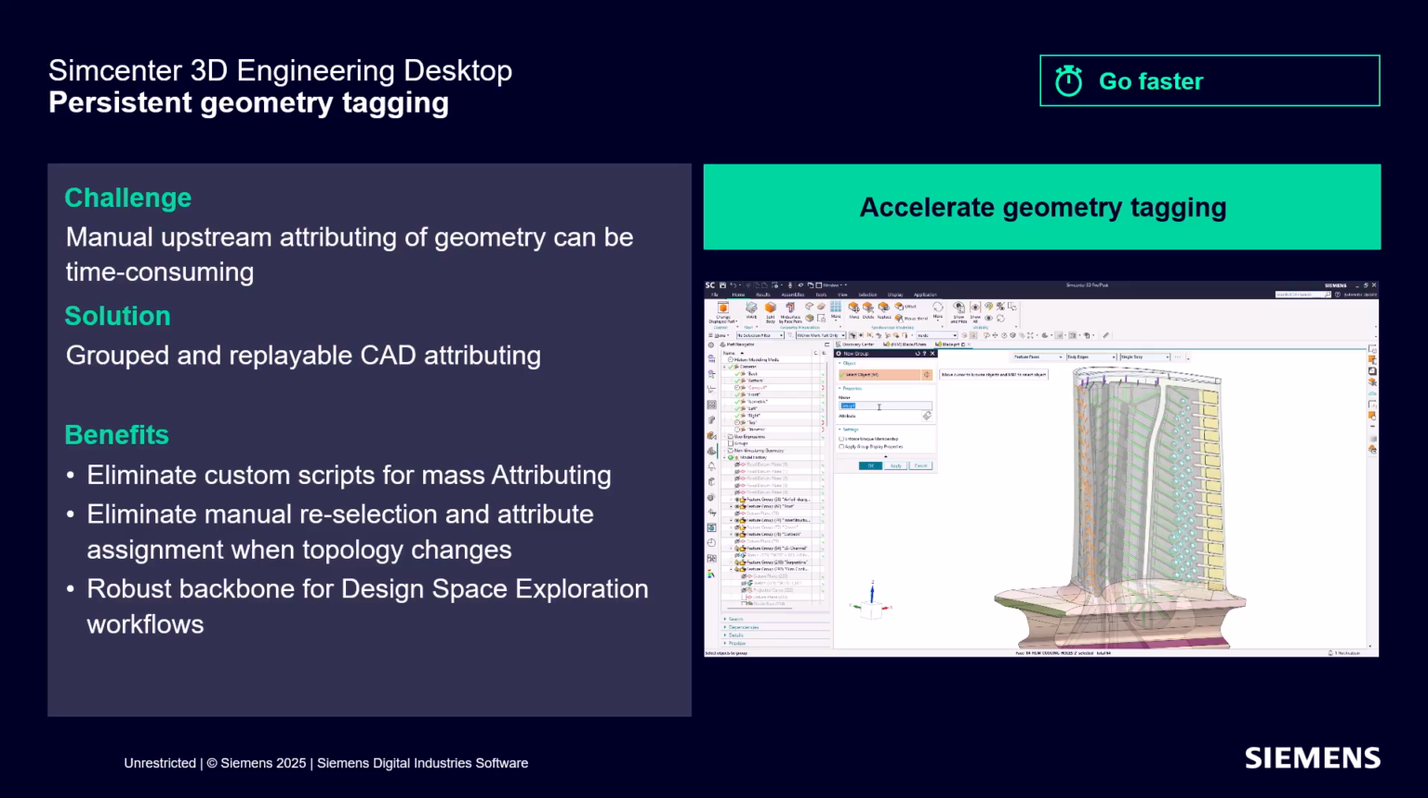Version 2512 is persistent tagging of geometry in a way that is replayable as the CAD model changes. Persistent tagging provides a means to select geometric entities for CAE model objects such as meshes, loads, and mesh controls. This enhancement eliminates custom scripts for mass attributing. It eliminates manual reselection and attributes assignment when topology changes. And it plays a vital role in robust design space exploration workflows.